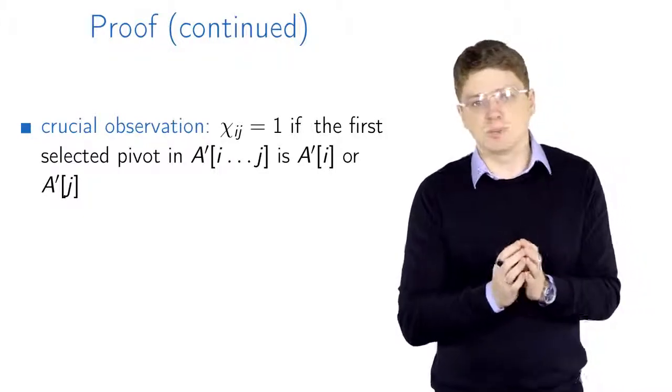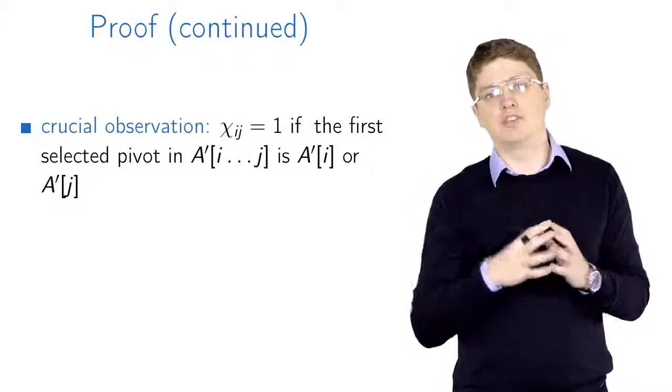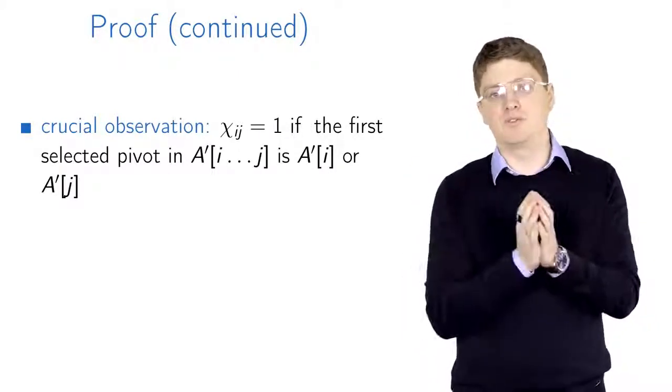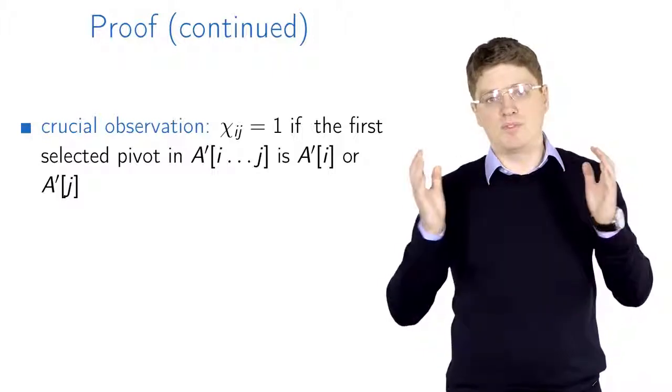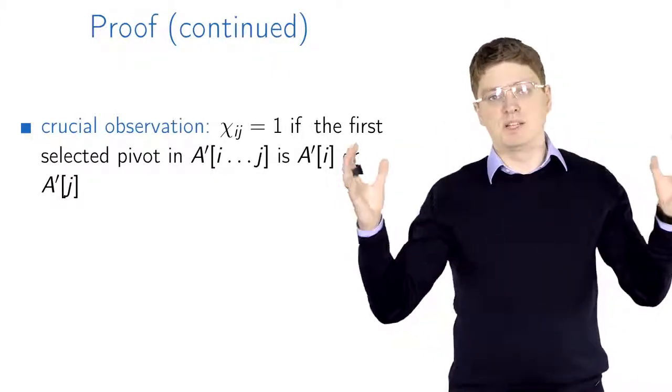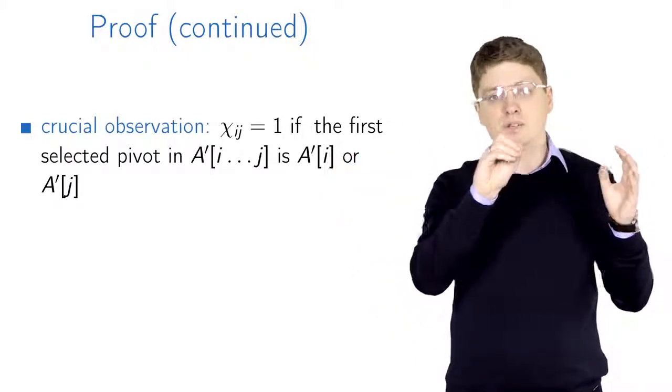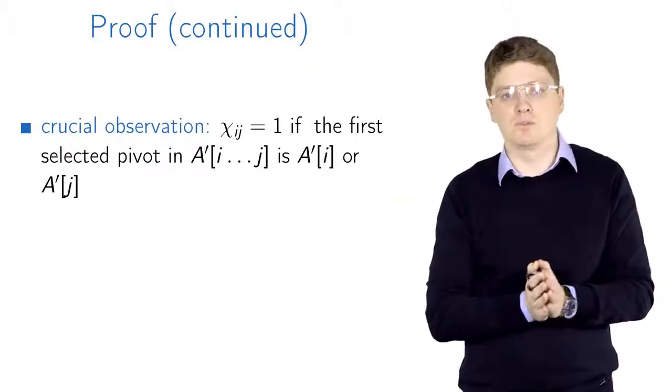Now assume that we selected a pivot from this subrange, and assume that it is not A prime of A or A prime of J, for example. In this case, A prime of A and A prime of J will be split apart. They will go into different parts with respect to this pivot, right?